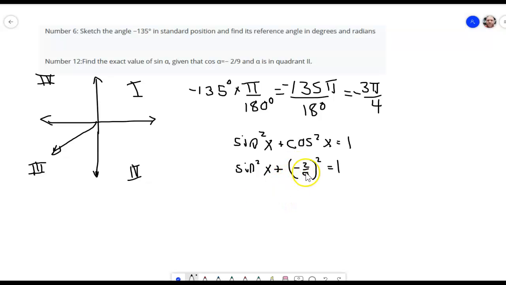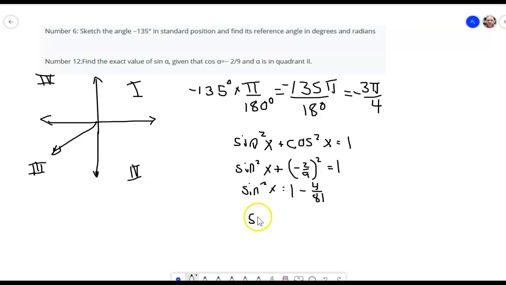And now I can just kind of solve for that. I'm going to do it two different ways here. So the sine squared of x is equal to 1 minus, because I'm going to square this thing and then subtract it from both sides. So -2/9 times -2/9 is going to be 4/81. And then I'm going to subtract that from both sides. I'm going to get 1 minus 4/81. So it's going to look something like this.